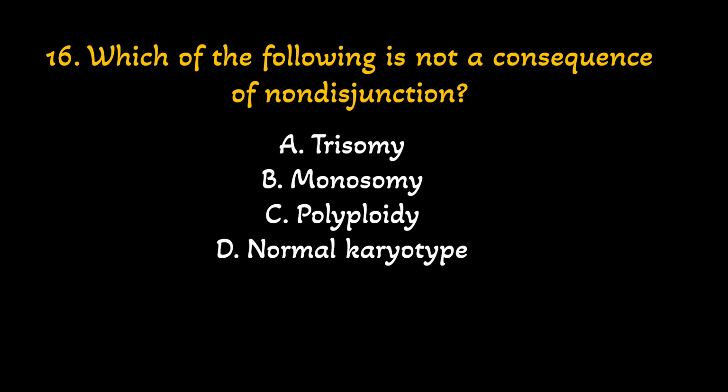The correct answer for this question is, student, option D, that is the normal karyotype. And why so? Because non-disjunction is the failure of chromosomes to separate properly during meiosis. This will lead to an abnormal chromosome number, such as trisomy, monosomy, or polyploidy. A normal karyotype is not a result of non-disjunction. So option D is the correct answer for this question.